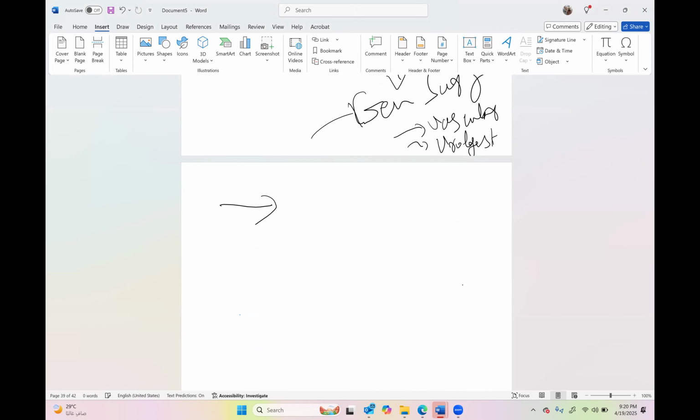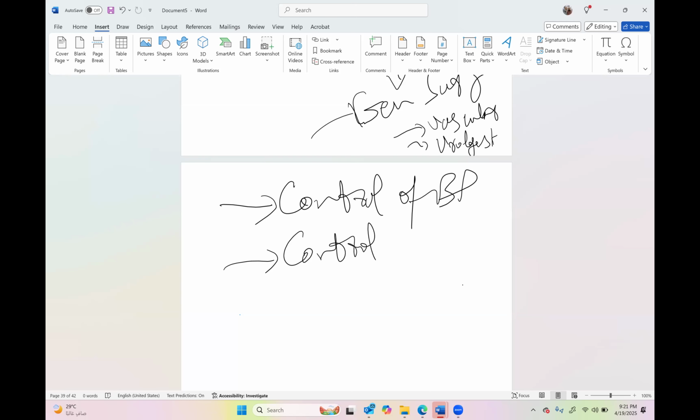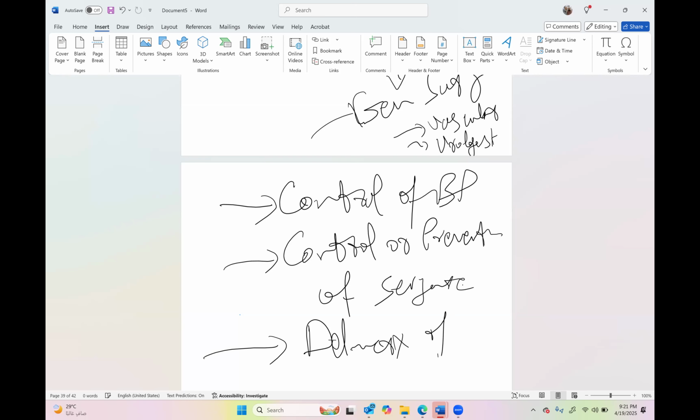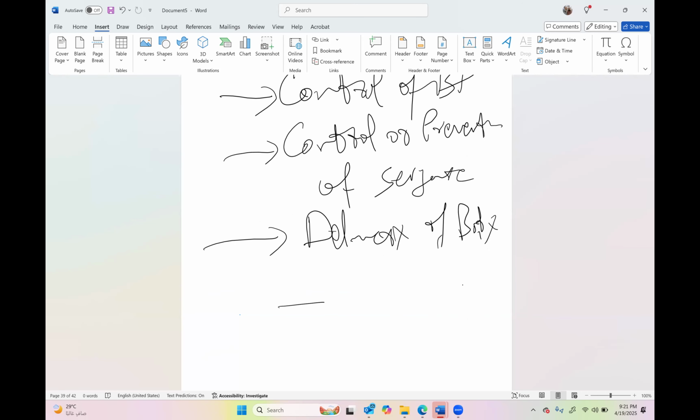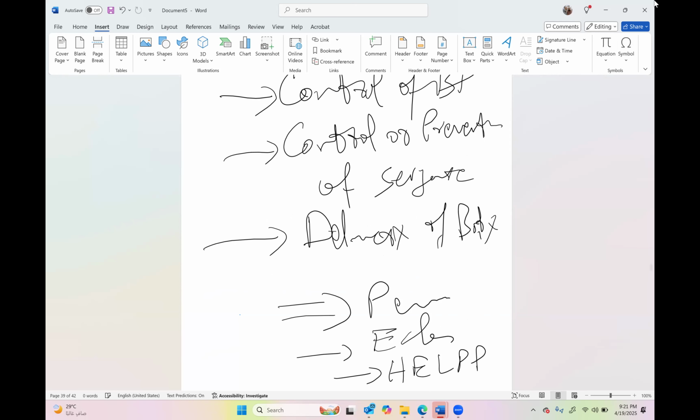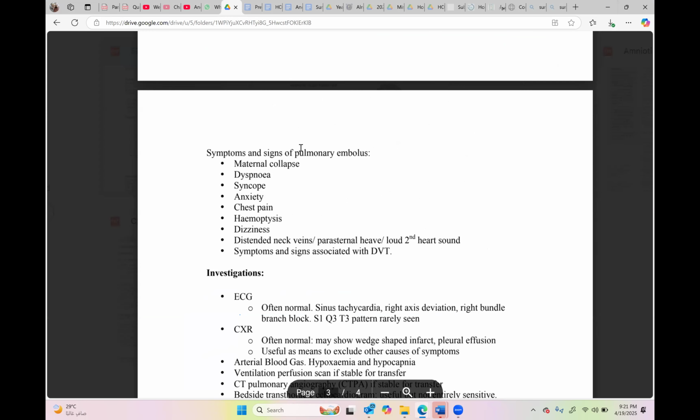Actually, you have three aims. One is control of BP. Number two, prevention of seizure. And third thing is delivery of the baby. Then they can ask you what is preeclampsia, what is eclampsia, what is HELP syndrome. You should be knowing the definitions, as even yesterday Zulkarnain was telling. So you should be knowing the main points.